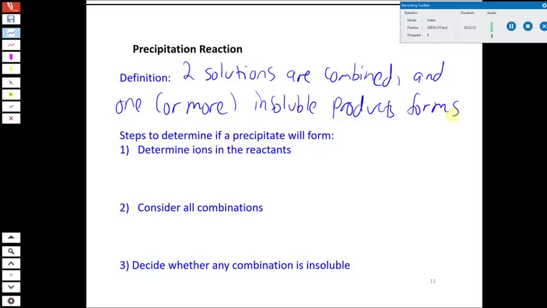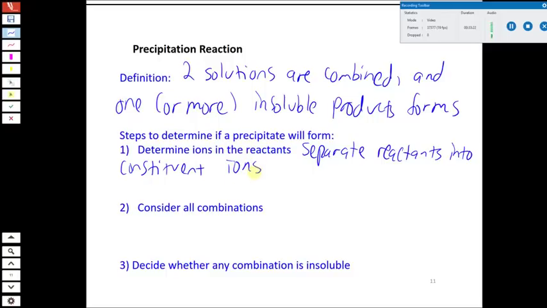So the way that we do these, very often in precipitation reactions, we're going to give you what the two reactants are. We're going to say you mix this ionic compound, that ionic compound, and you have to predict what the products are. So the way we do this is we first separate explicitly the reactants into their constituent ions. As we talked about at the very beginning today, when you dissolve ionic compounds in water, they separate into their individual ions.